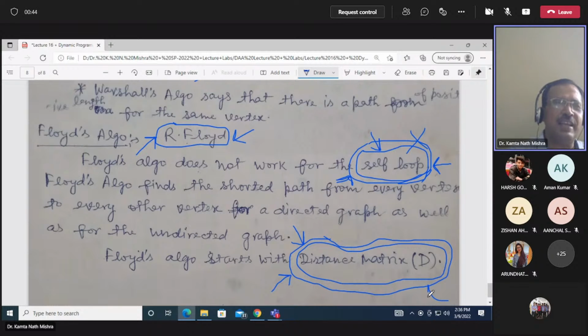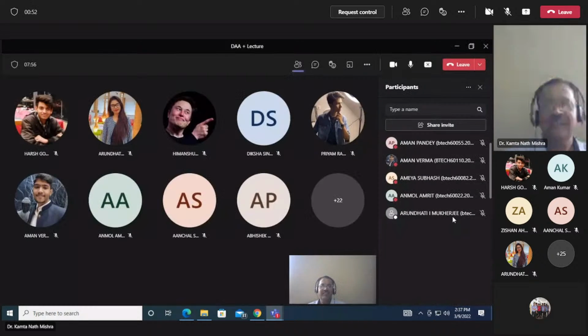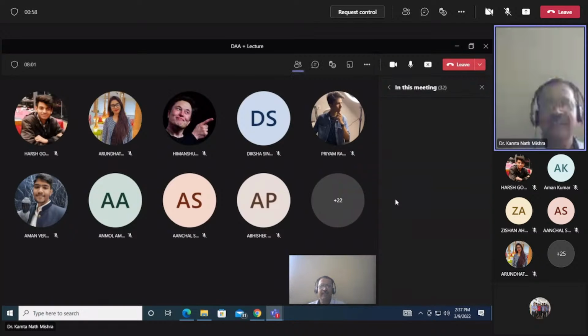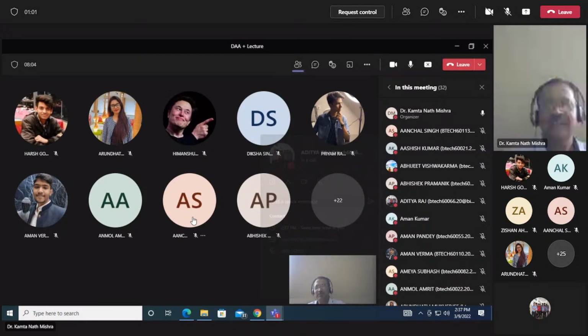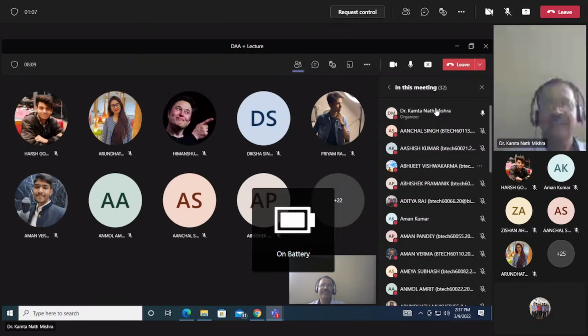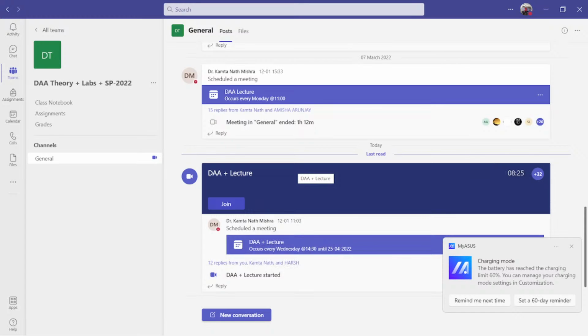Raise your hands. How many of you can tell? Distance matrix and adjacency matrix. No one will be able to tell. Okay, let us tell you. In adjacency matrix, the left diagonal elements, were they zero or non-zero?